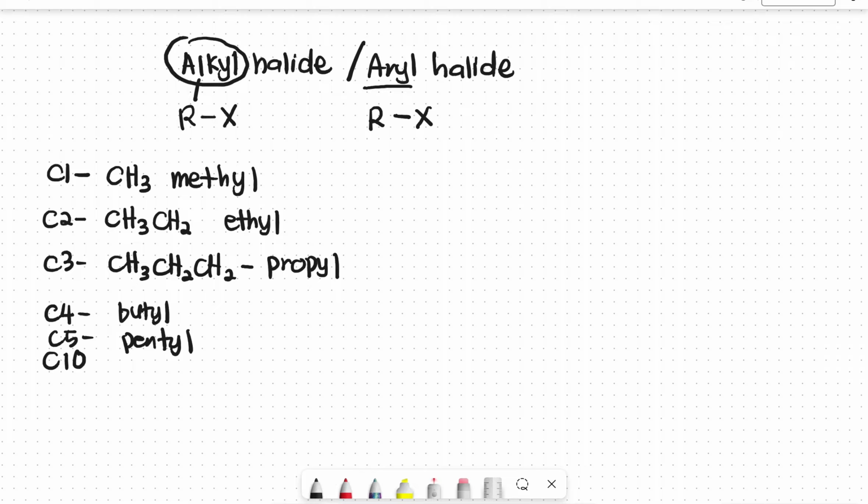Now aryl means that the halogen is attached to benzene. So the structure is like this: benzene attached directly to the halogen group. So we call it aryl. Whenever the halogen is attached to a benzene ring, the name is aryl.